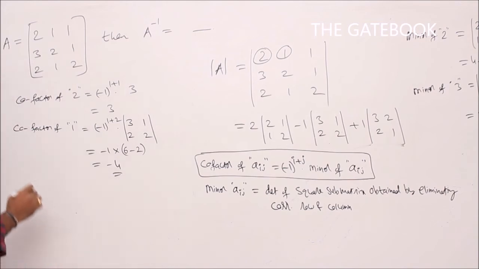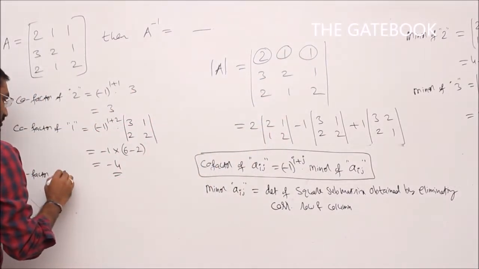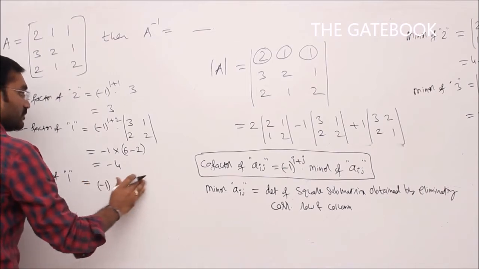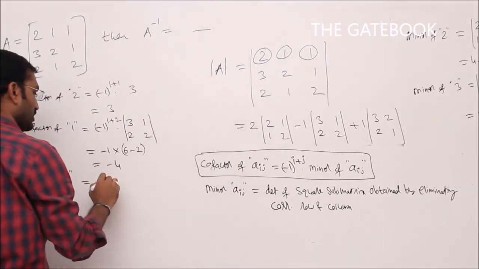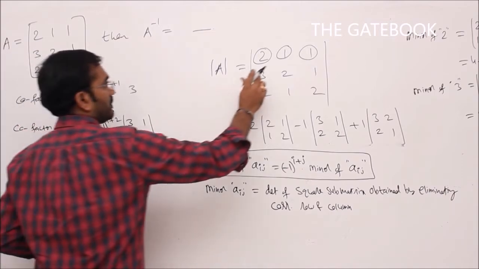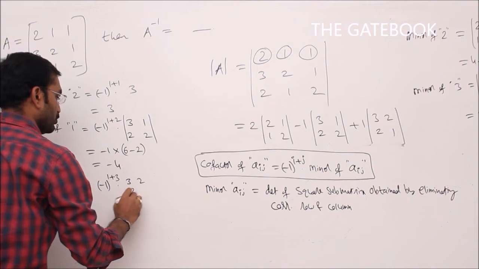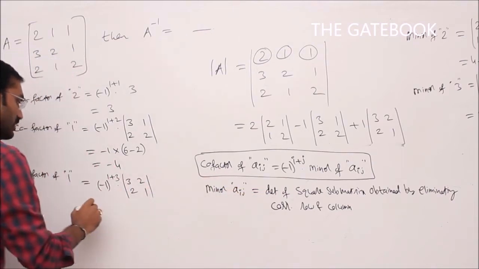Similarly, the cofactor of the element 1 is given by minus 1 whole power the position of that element 1, which is the first row, third column. We will get 1 plus 3 into the corresponding minor. Eliminating the first row and third column, you will get the det of [3 2; 2 1]. That is the square submatrix obtained by eliminating the corresponding row and column.